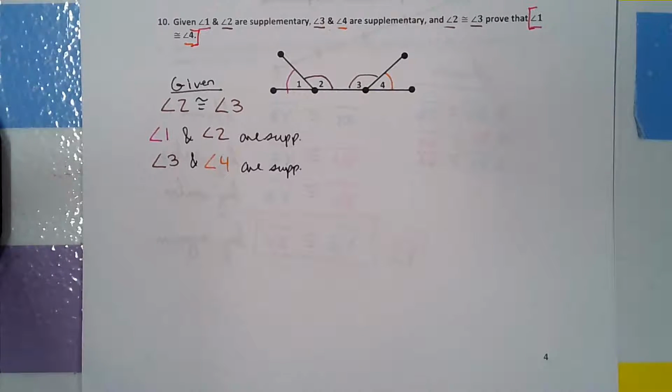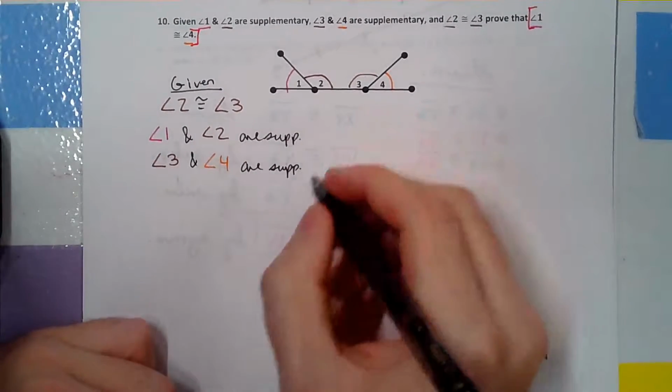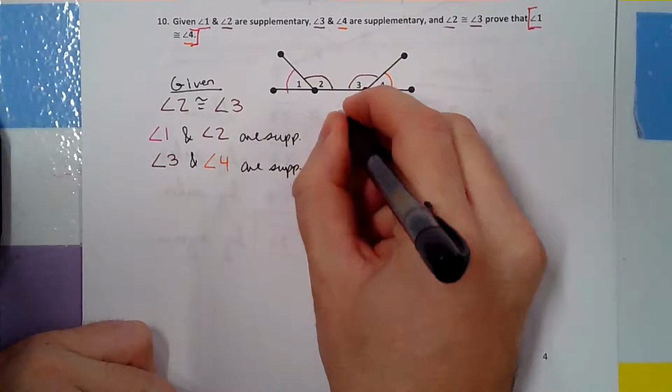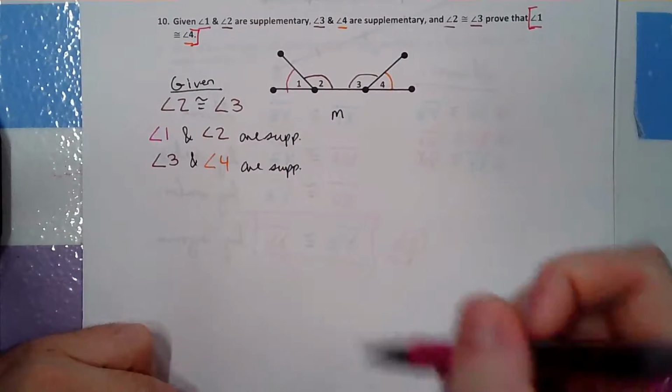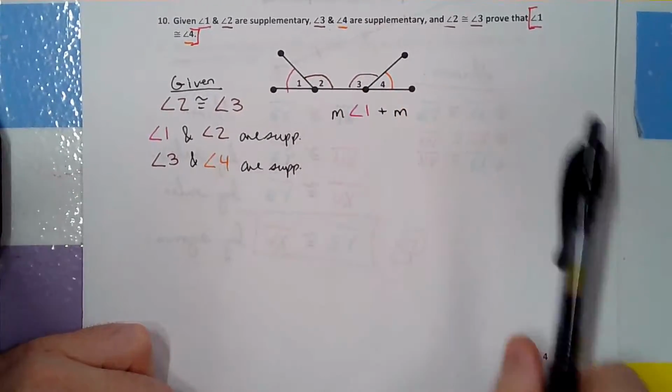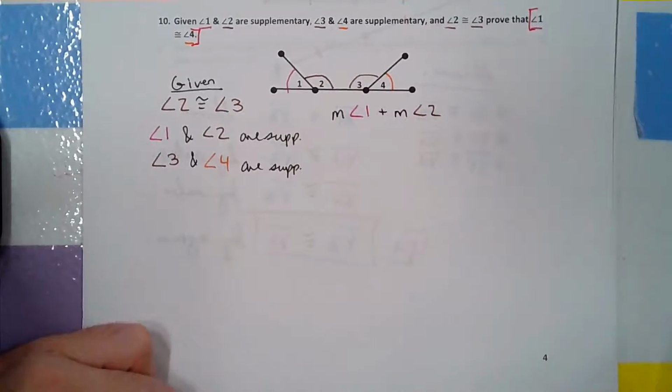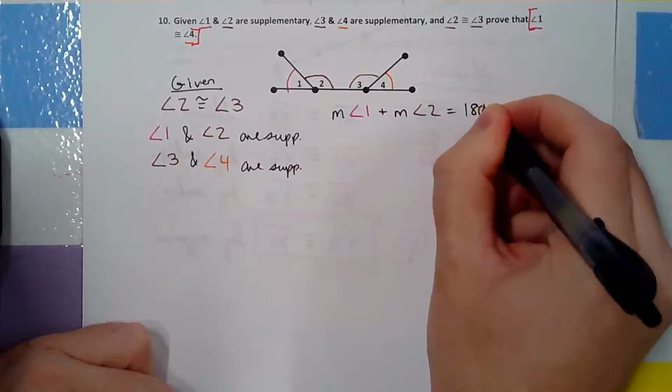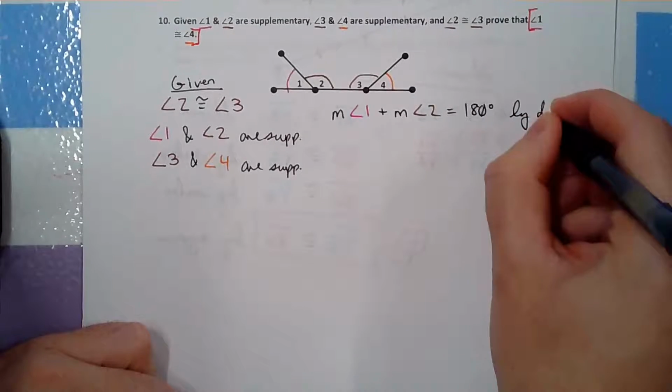What does it mean to be supplementary? By definition, what does it mean? Yeah, so the sum of the two angles adds up to 180. Remember, supplementary is a relationship between two angles. It means the relationship is that they add up to 180, right? So let's write that. Measure of angle 1, which is pink, plus the measure of angle 2 is 180. And we know that by definition, right? That's the definition of supplementary.